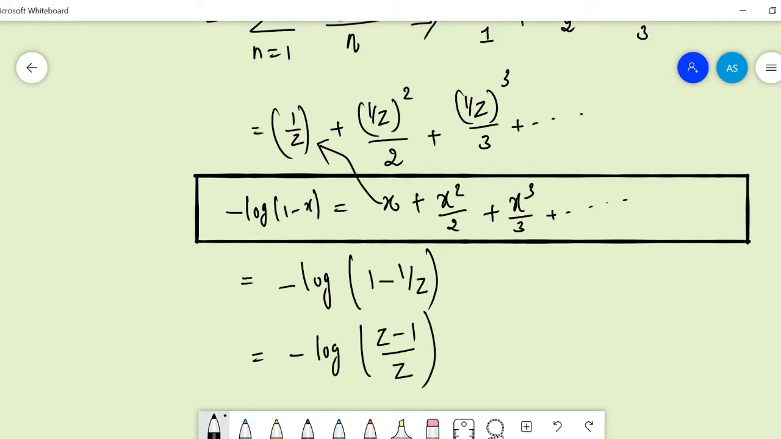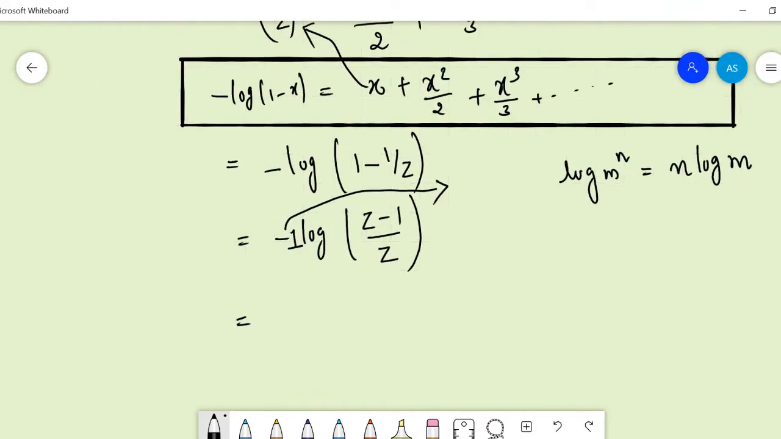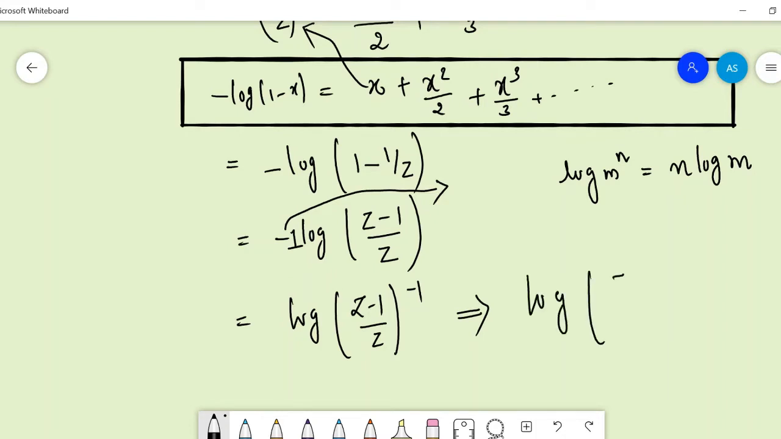As per logarithmic rule, log n power n can be written as n log of n. So we can move this minus 1 to the degree as per logarithmic rule. Now log of z minus 1 by z whole power minus 1. Here we can take the reciprocal. Log of z by z minus 1. This is the Z transform of 1 by n.